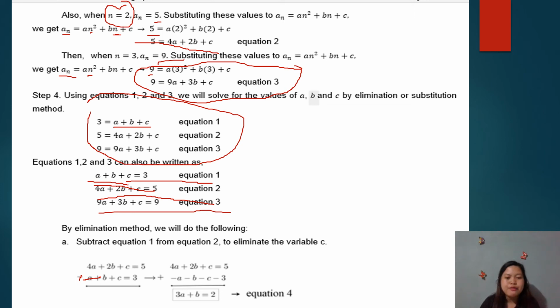Then, we will add them: a minus a, that's 3a, 2b minus b, that's b, and then makancel na ning si c minus c, that's 0. And then 5 plus the negative of 3. So, i-minus na to siya. That is positive 2. And this is our equation 4. 3a plus b is equal to 2.